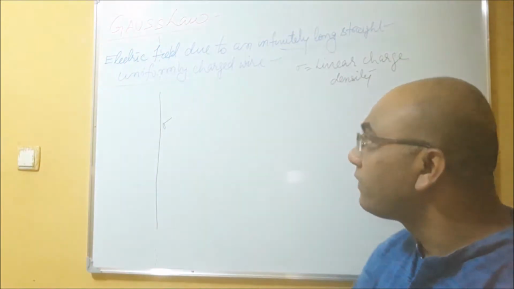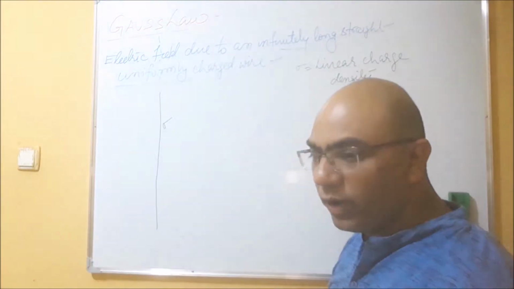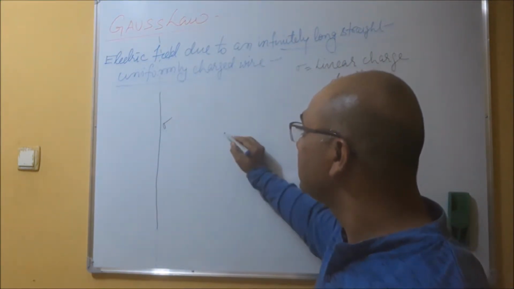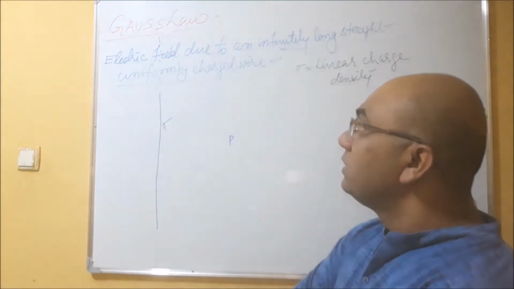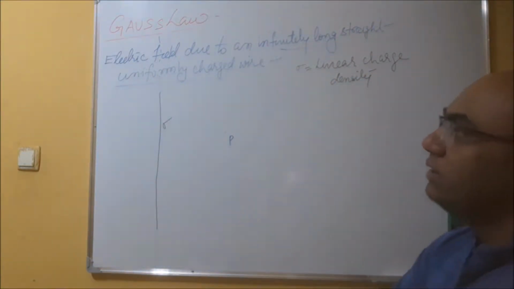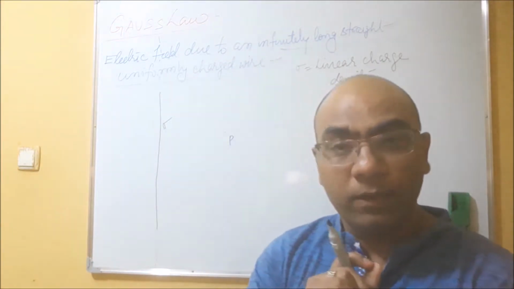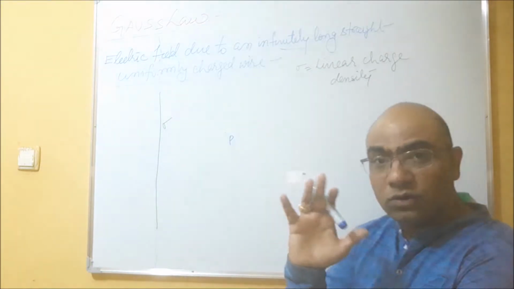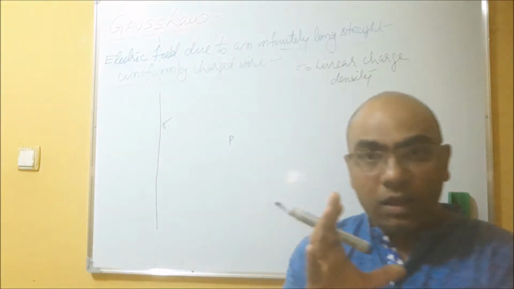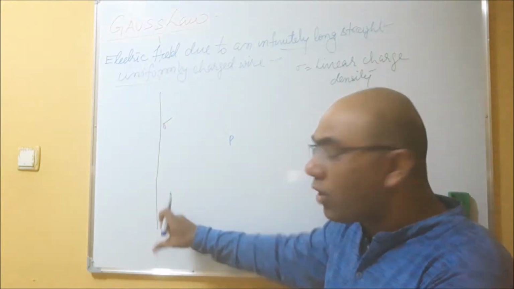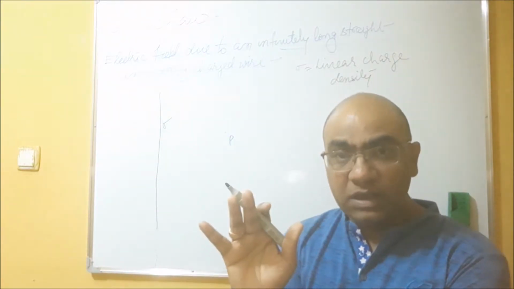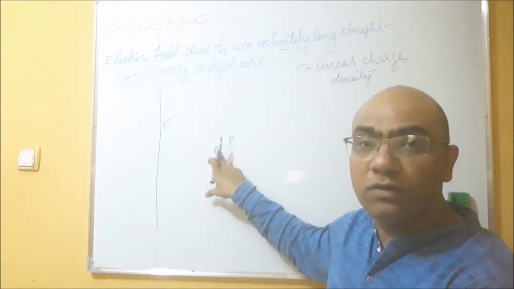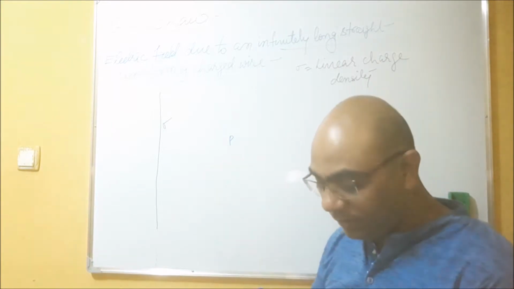Right. Now the question is to find the electric field at any particular point. Suppose the point is P. So find the value at point P using Gauss law. Okay, the question is clear. Now let us try to make a Gaussian surface around this charged wire in such a way that we can find the value of electric field at point P.